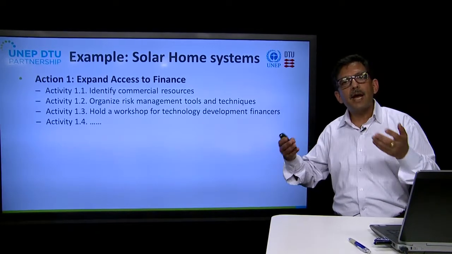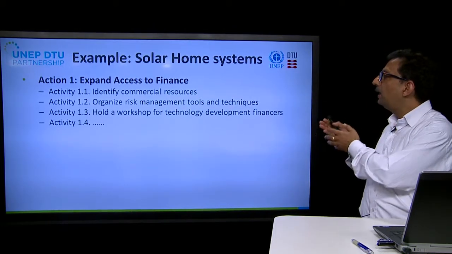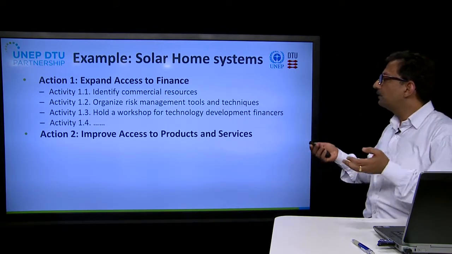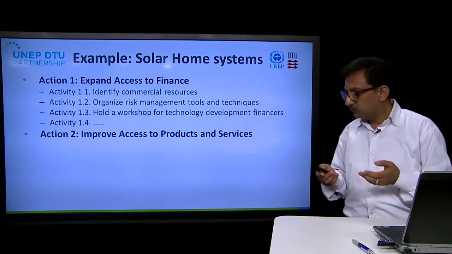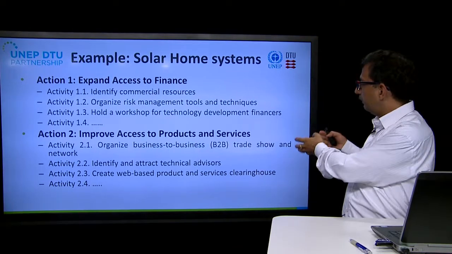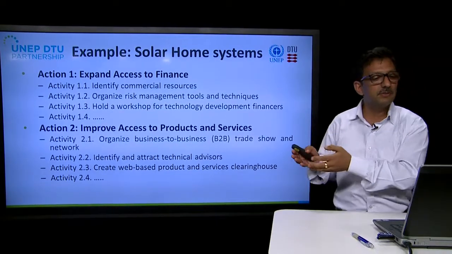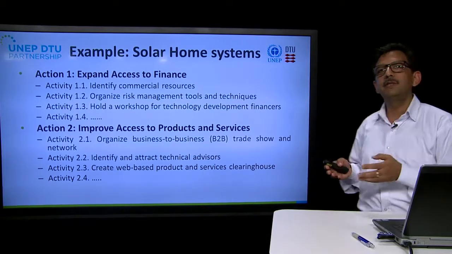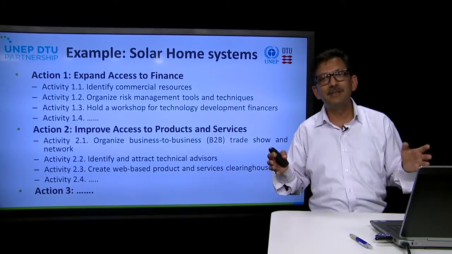Similarly, we could have some more activities which could further define more precisely what we mean by expanding access to finance. Similarly, within the TAP there will be many other actions. In this particular case, let us say that the second action is improving access to products and services. On similar lines, we could define it into much more specific activities, for example, organizing business to business trade shows, identifying and tracking technical advisors, creating web-based products and services, and so on and so forth. Similarly, you could go on doing this for all the actions within the TAP.